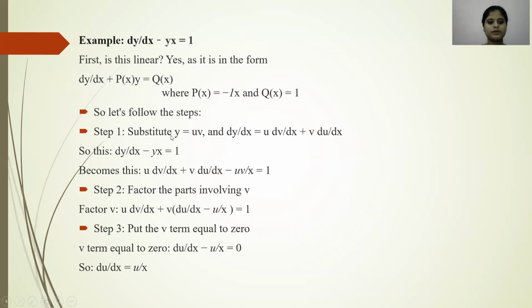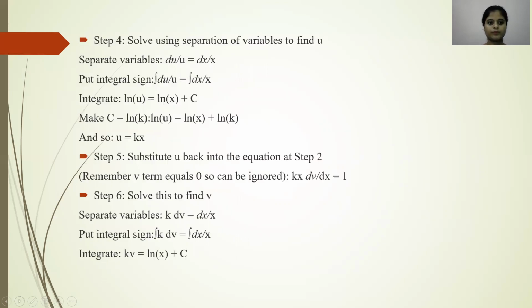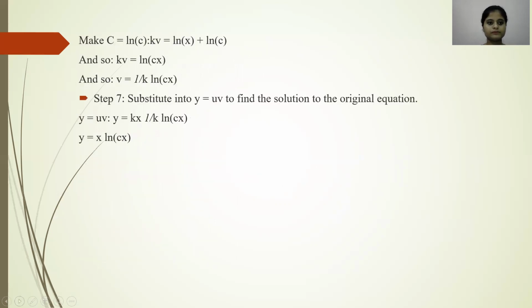Step 1. Let's substitute y is equal to uv and dy by dx. Factor the parts involving v. Putting the v term equal to 0. Solving using separation of variables to find u. Substitute u back into equation 2. Solve this to find v. Make C equal to ln of C. Substitute into y is equal to uv to find the solution of the original equation. This is the solution of the original equation.